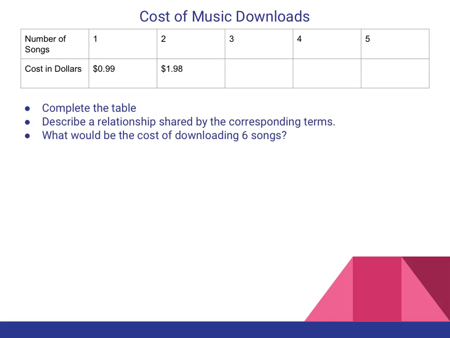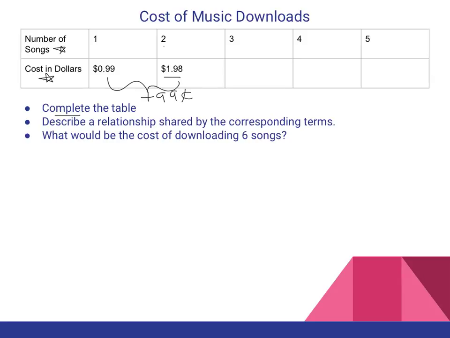And our last slide here has a table. And this is a real-world situation, cost of music downloads. On the top we have number of songs, and on the bottom, cost and downloads. So for one song, it would cost 99 cents to download. For 2 songs, it would cost $1.98. To determine the rest of this mathematical relationship, I would have to look at, well, what do we do to go from 99 cents to $1.98? And I know that we are adding 99 cents each time.